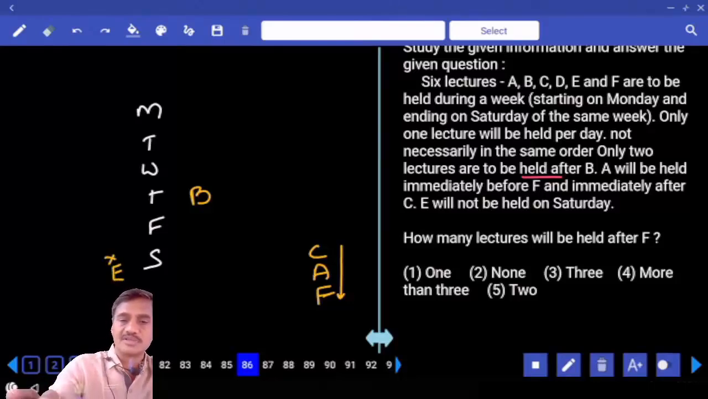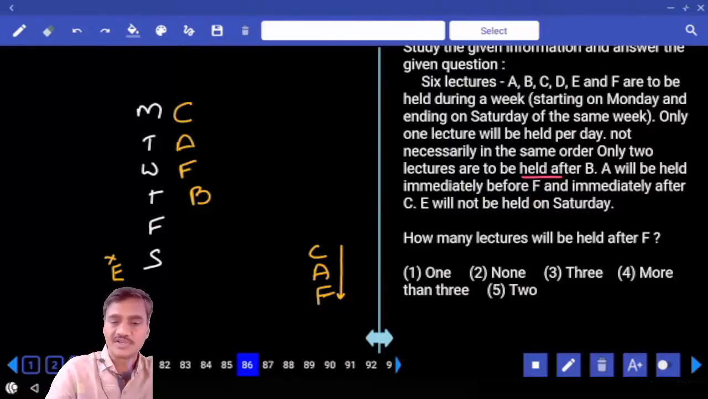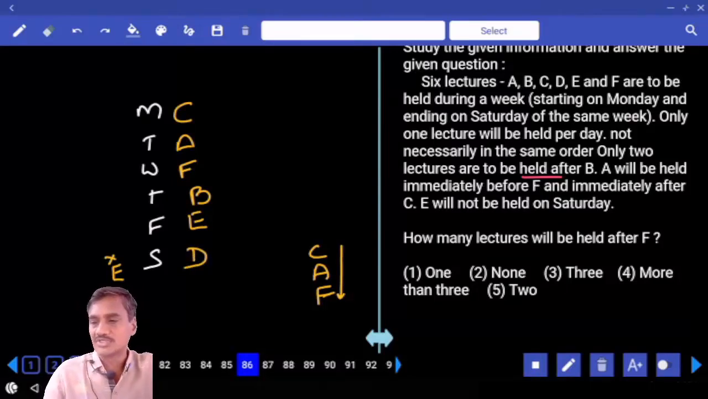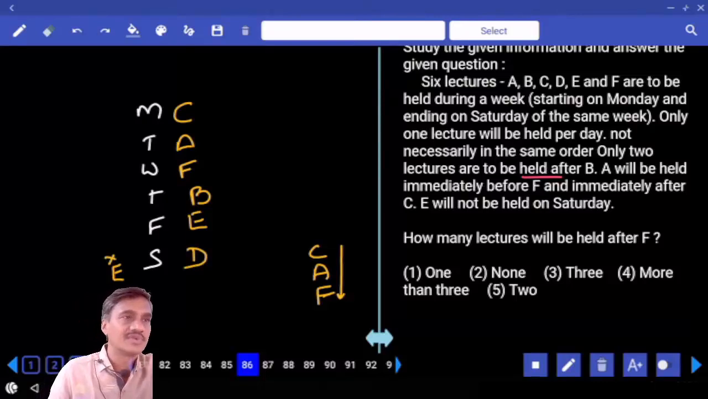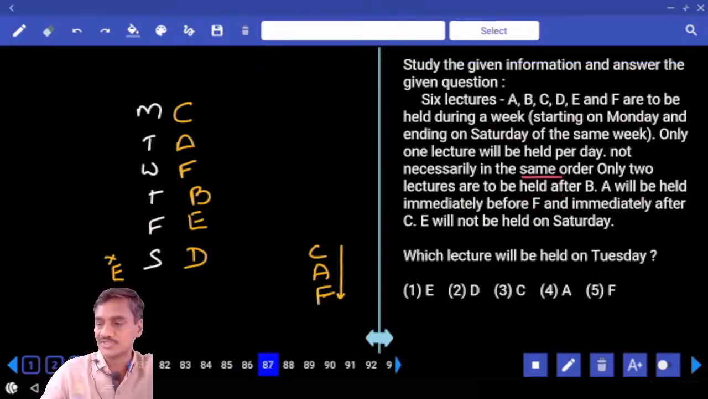As E cannot be here, C, A and F are here. Now C, A, F, E cannot be here, E is here. Now if E is here, A, B is seen, D and F, D is here. And how many lectures will be held after F? After F there are exactly 3. Exactly 3, that is choice 3, question number 86.